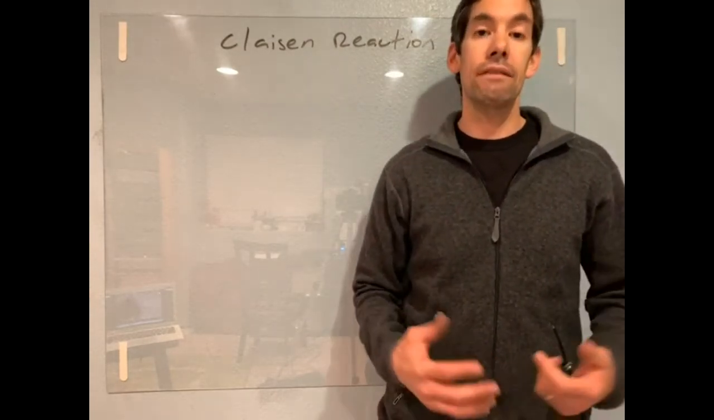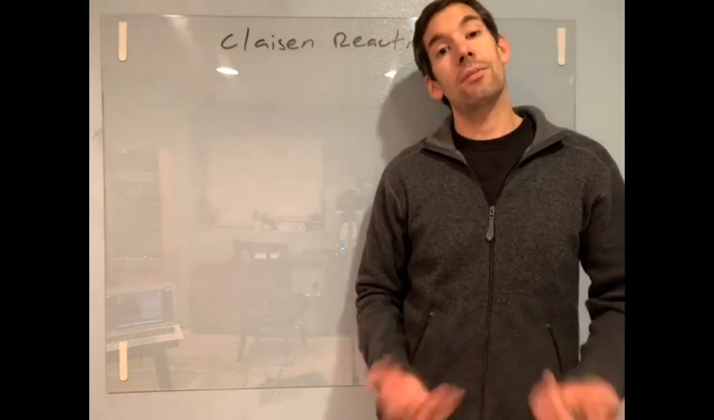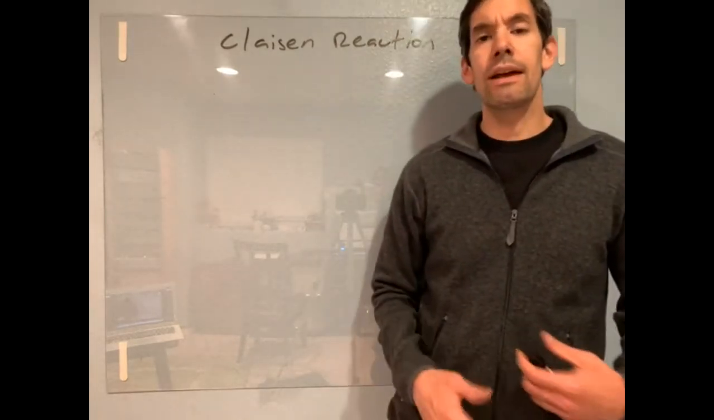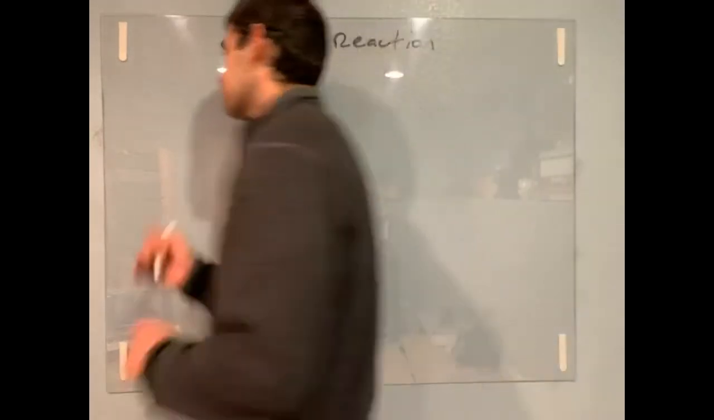We're going to make an enolate first. The enolate is going to attack a carbonyl. Once we attack the carbonyl, then we may see something a little different than what we saw with an aldol reaction. Let's look at that.